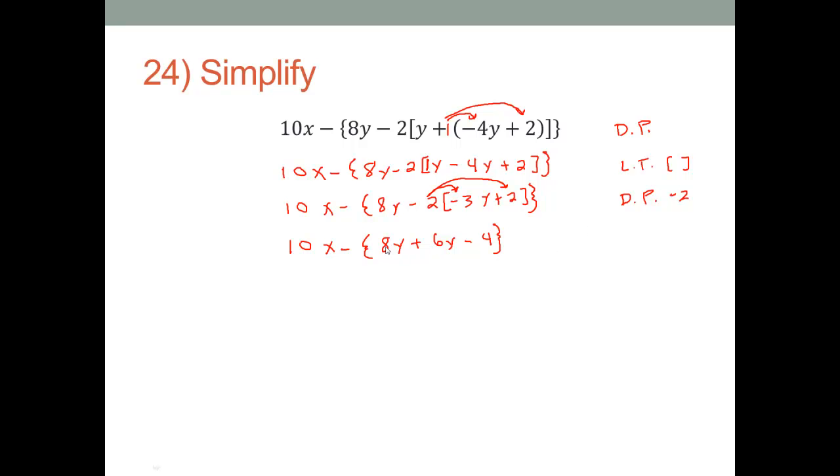Okay, so now I'm looking inside my braces here. I have 8y plus 6y minus 4. I have some like terms in there, so I want to combine the like terms inside those braces. 8y plus 6y, I can combine that to make 14y.